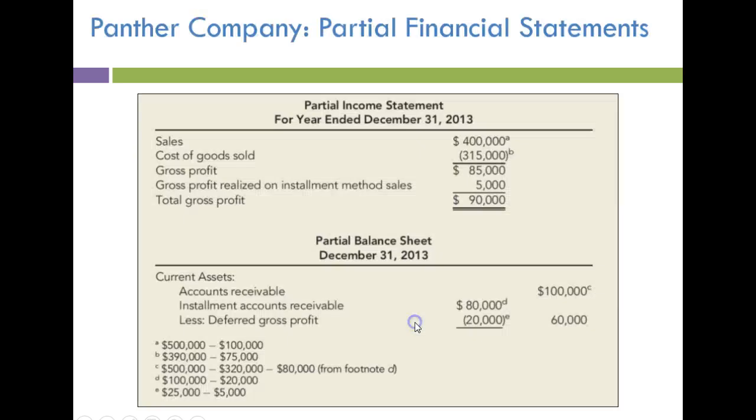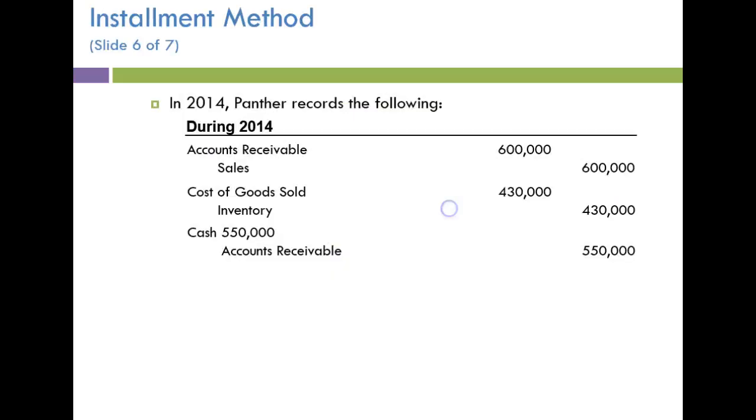Next, as you see here, we've got sales of 400,000 ultimately. Then it shows the cost of goods, so we've got a gross profit of 85. Then we add to that the $5,000 gross profit we have on the installment sale. Okay? So initially it shows it just normally, and then at the end of the period it backs it out.